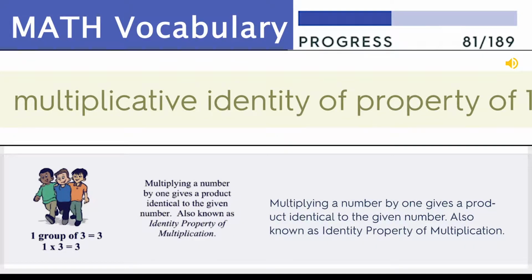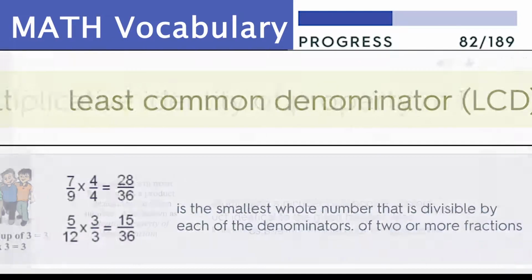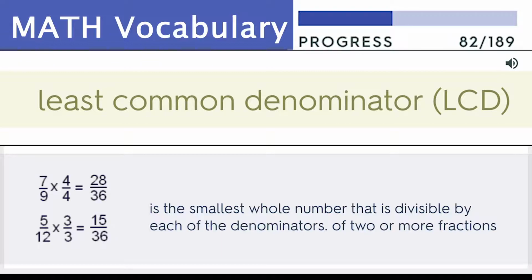Multiplicative identity property of 1. Multiplying a number by 1 gives a product identical to the given number, also known as the identity property of multiplication. Least common denominator is the smallest whole number that is divisible by each of the denominators of two or more fractions.